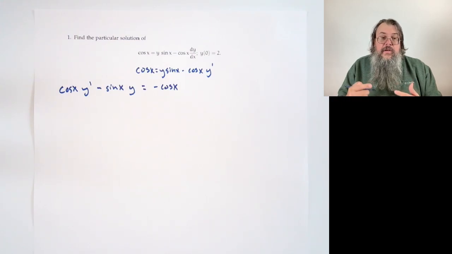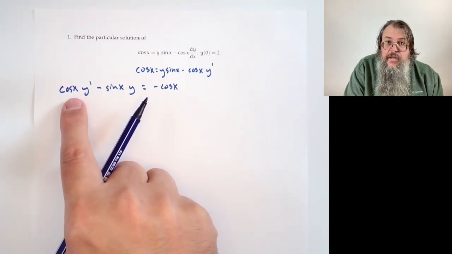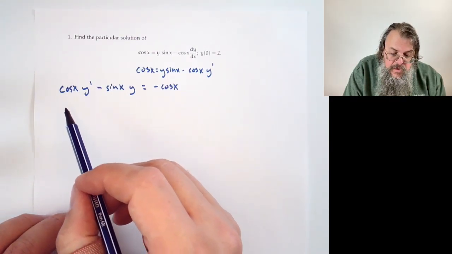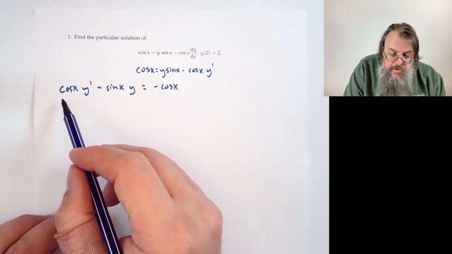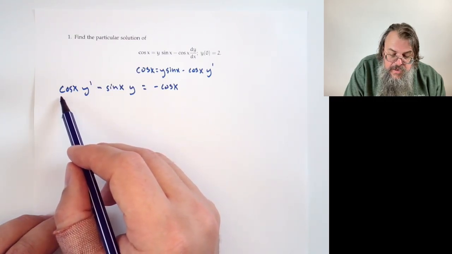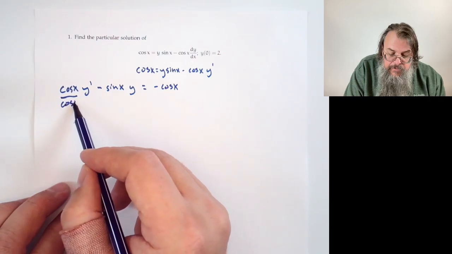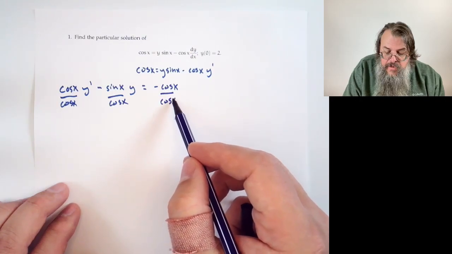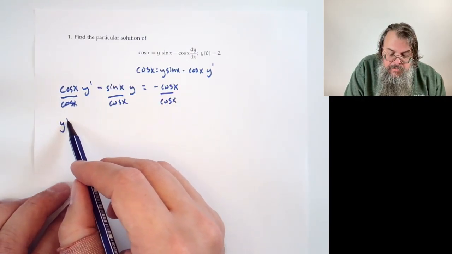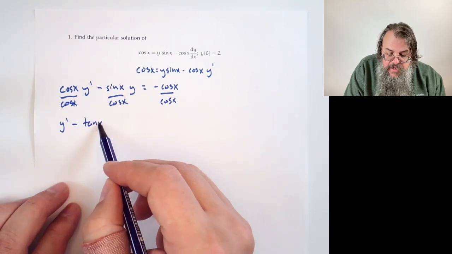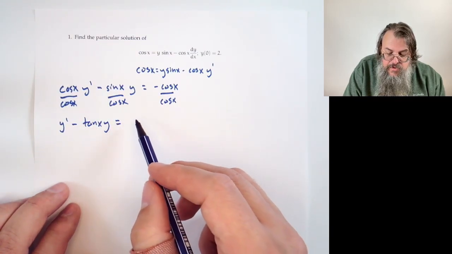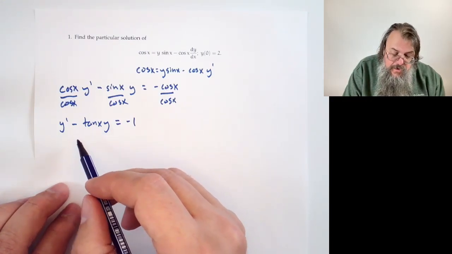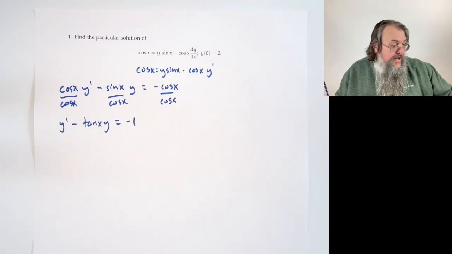The other thing is we need to get a 1 in front of y prime, because that's what the technique says to do. So we can divide everything by cosine of x, and we'll see what we get. If we do that, we get y prime minus tangent of x y is equal to minus 1. So, now we're ready to talk about integrating factors.